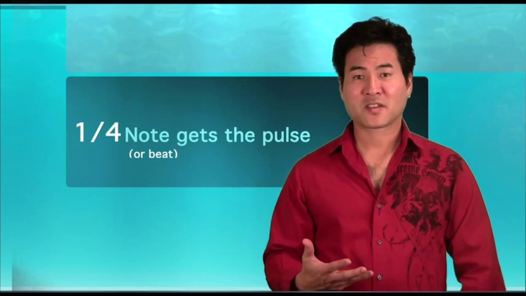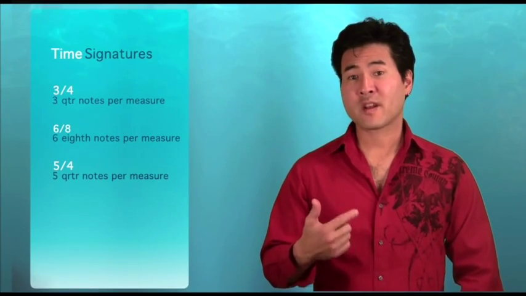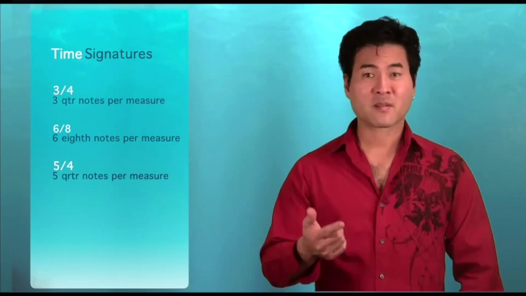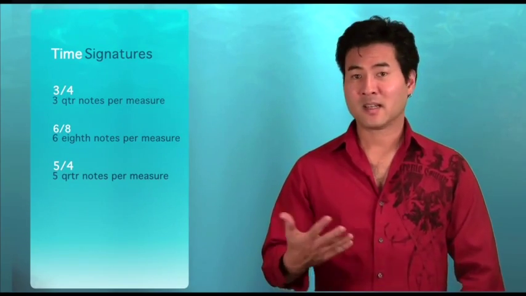There are many different time signatures. Some other common ones are 3/4, where there are 3 beats per measure, but the quarter note gets the pulse. 6/8, 6 beats per measure.